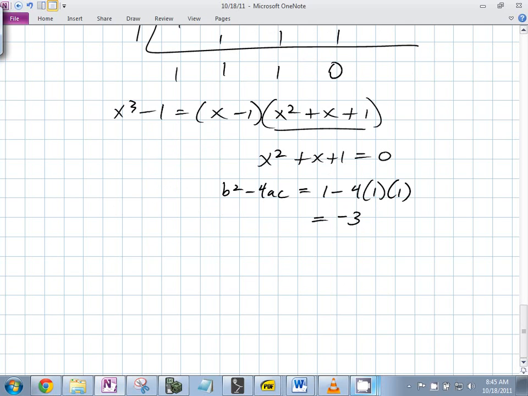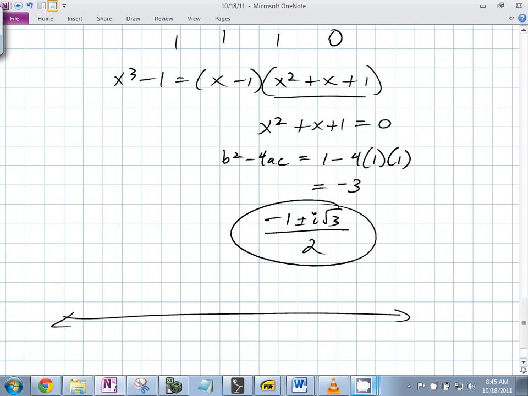If we did this out, you would end up with negative 1 plus or minus i root 3 all over 2. Those are the other 2 zeros. Those are definitively imaginary. They both have i in them. So for the intervals of increase and decrease, we have 0 and 1, right? Those are the x values.